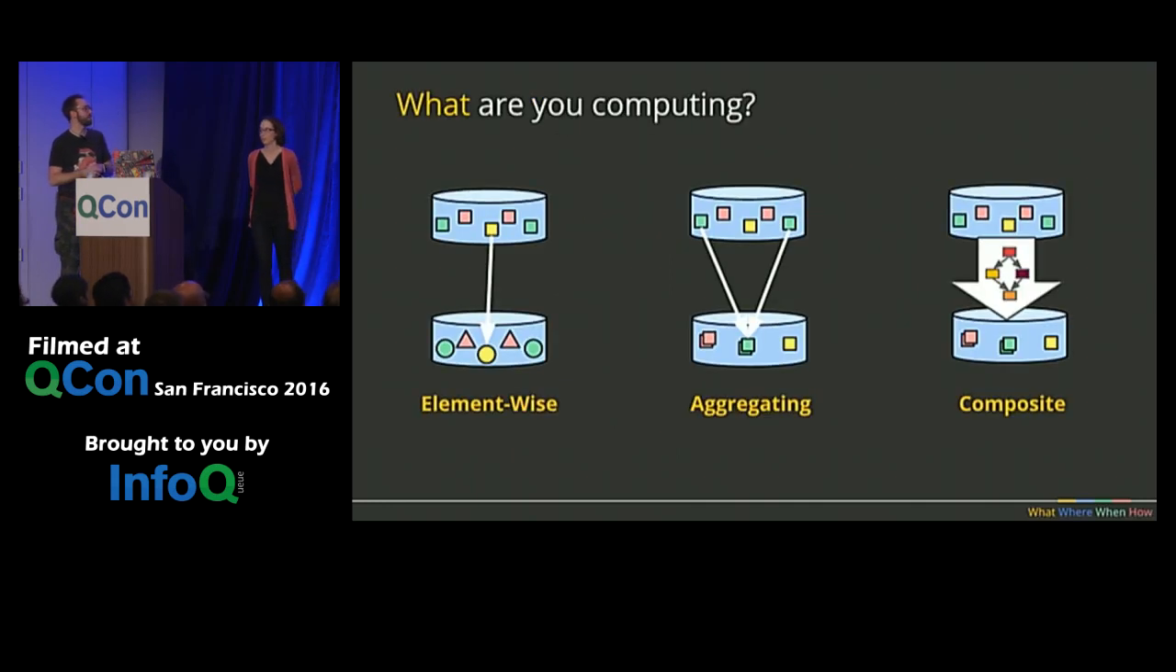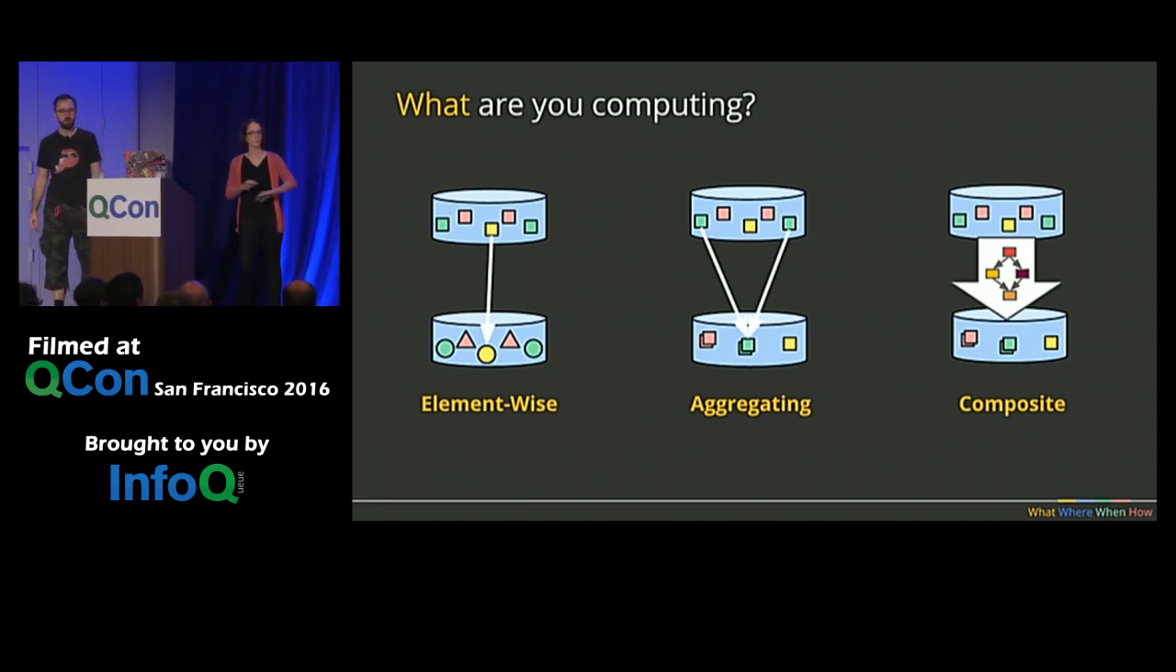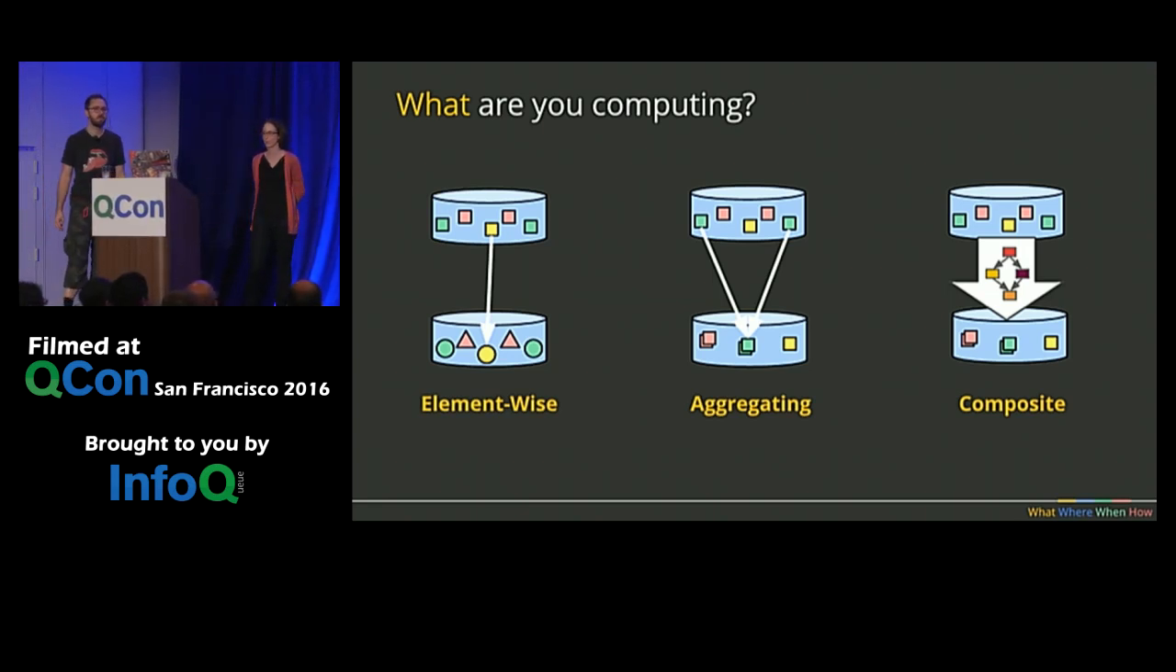Right. So the first thing we have to figure out is what we're actually computing. So we talked briefly earlier about these different types of transformations, right? We have those element-wise transformations, where you're just looking at a single element in isolation. And you can think of this very much like the map function in MapReduce. It's very easy to parallelize because of that independent computation, right? So you can farm it out over as many machines as you like.